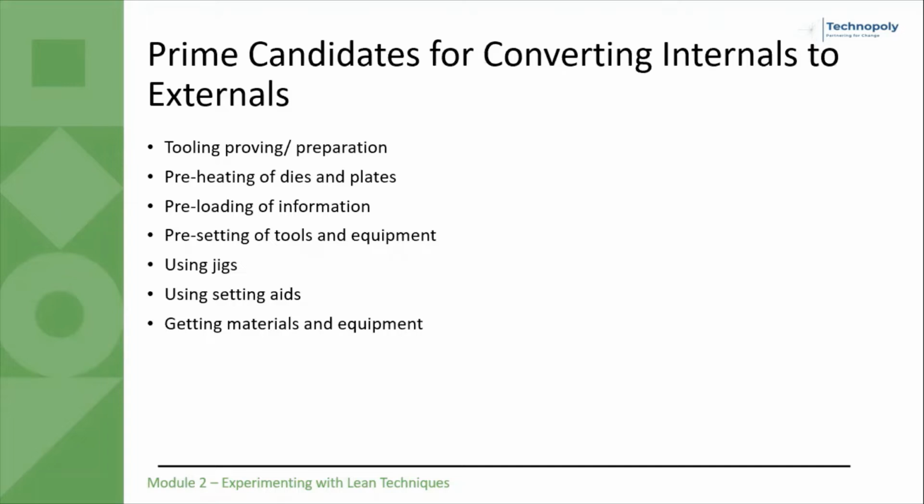Here are some internal activities that are most likely convertible to external activities. Tooling, proving, or preparation, preheating of dies and plates, preloading of information, presetting of tools and equipment, using of jigs and setting aids, transportation of materials, and other equipment.